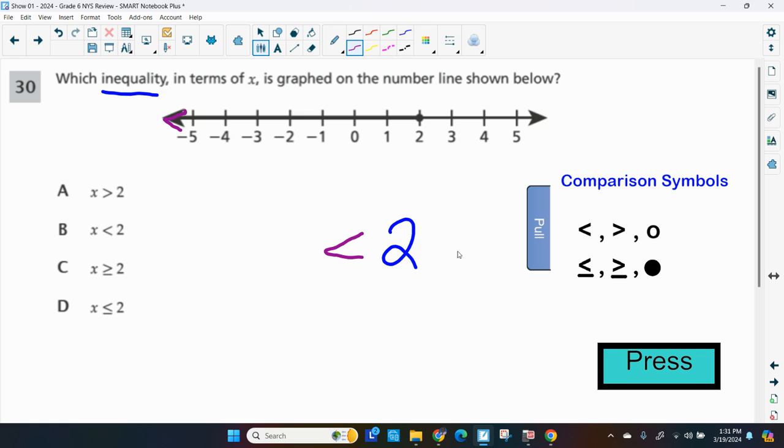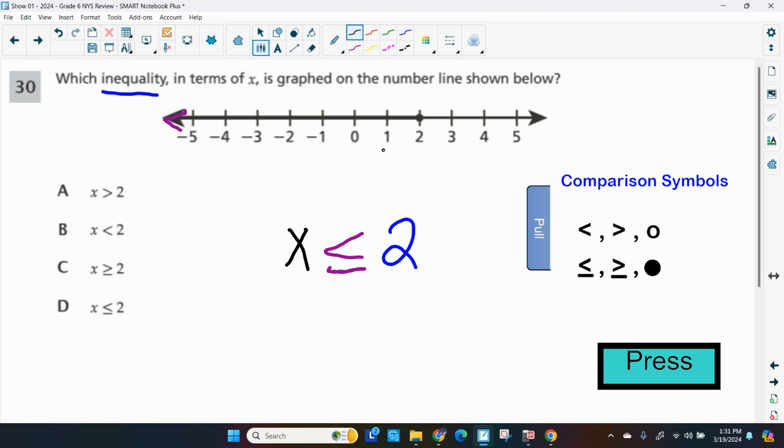Now remember, I had a circle that was colored in. So that means I have to make sure I put a little line underneath it. And since the direction is pointing to the left, less than, I'm going to put a little line underneath that. And the last thing I have to do is put a little x in front. So we're reading it as x less than or equal to 2.